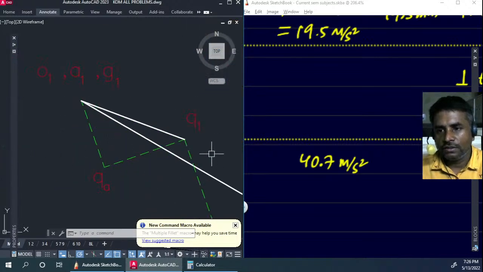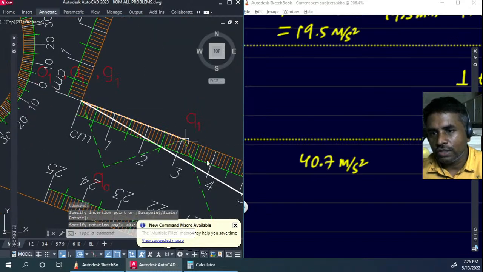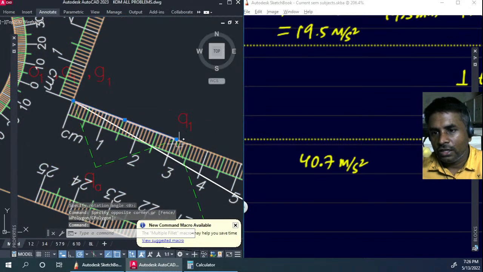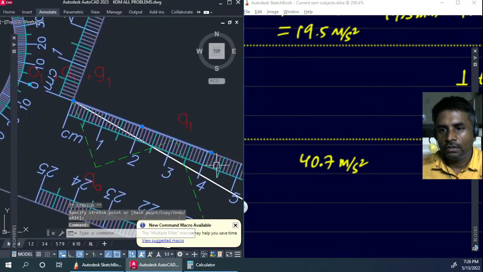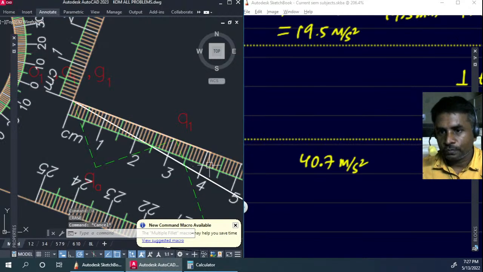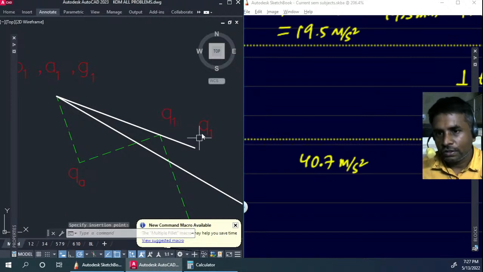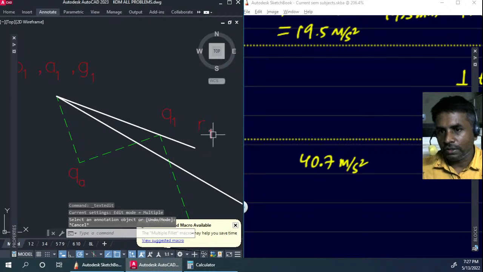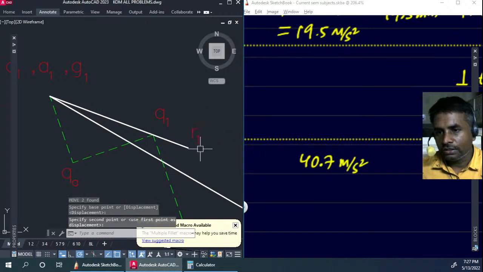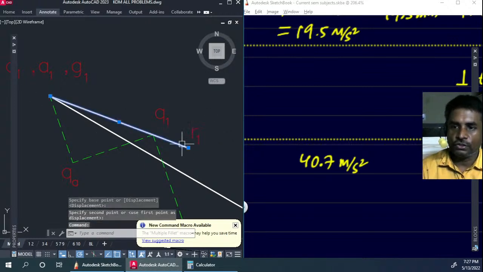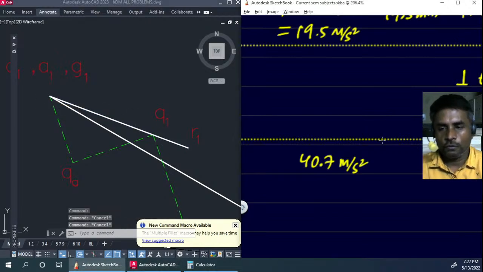I'll have to start that again. I'll have to keep this parallel to this, and I need to extend my line up to 41. So 41 here. Fine. So that is going to provide us with the point R1. That is point R1. And this length represents the total acceleration of point R with respect to the fixed point. Okay, so far so good.